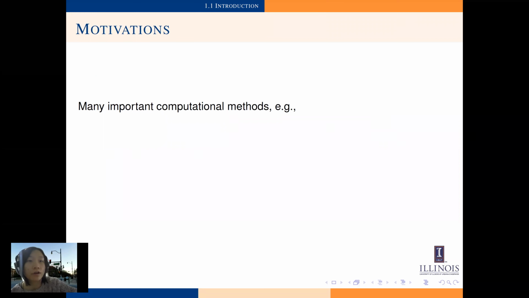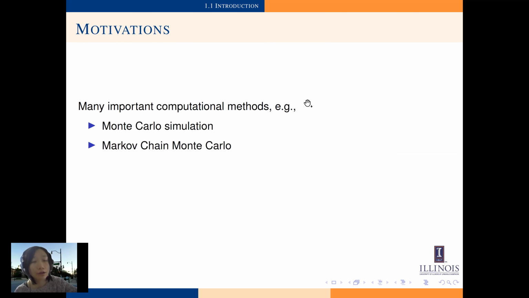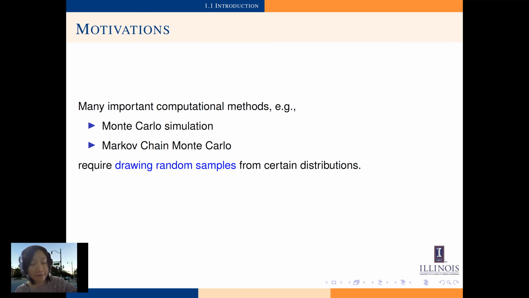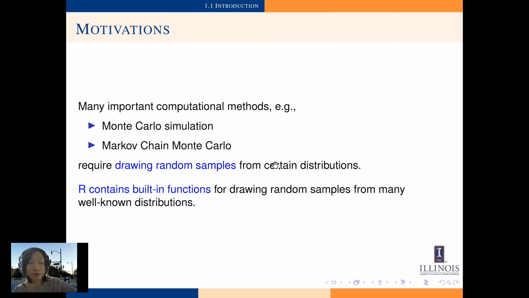Throughout this course, you will learn about many important computational methods that are used in statistics, such as Monte Carlo simulation and the Markov chain Monte Carlo methods. For many of these important methods, they require drawing random samples from certain probabilistic distributions. For many well-known distributions, R contains built-in functions that allow us to draw pseudo-random samples from these distributions.